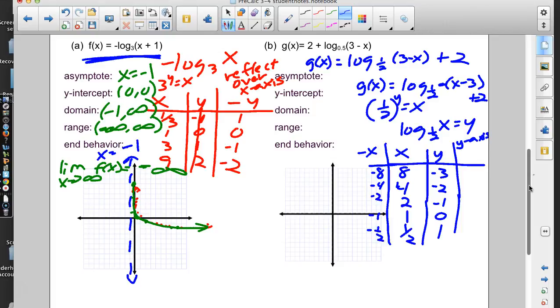Like so. Now the good news is that's the hard part. That's the shape, and then we're just moving it. That's all we're doing. So we're not using this middle column of x's because we needed to have that reflection on there. So we've got -8, -3, -4, -2, -2, -1, -1, 0, and 1/2, 1, and that helps us see the current asymptote, which is the y-axis.